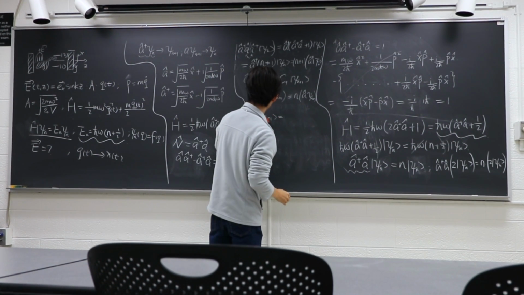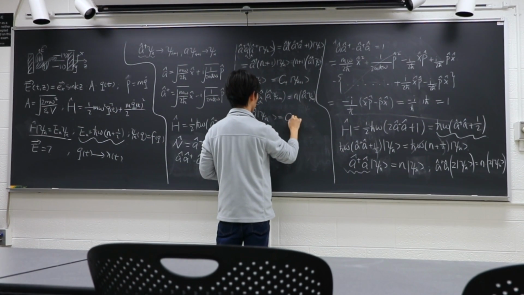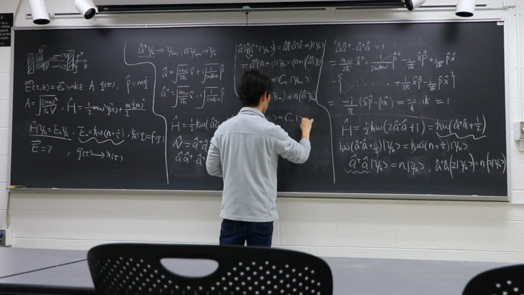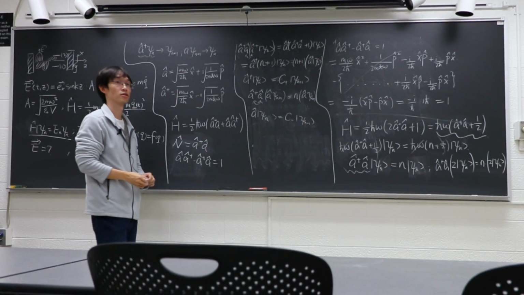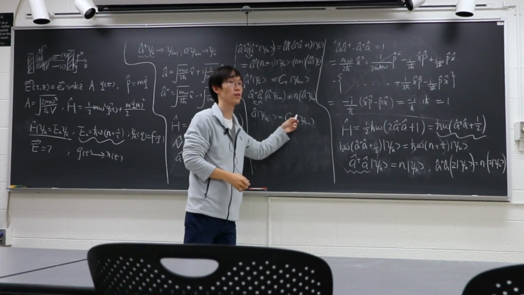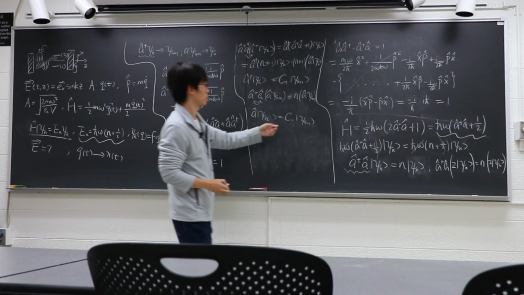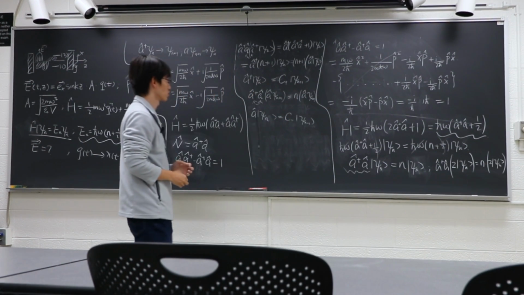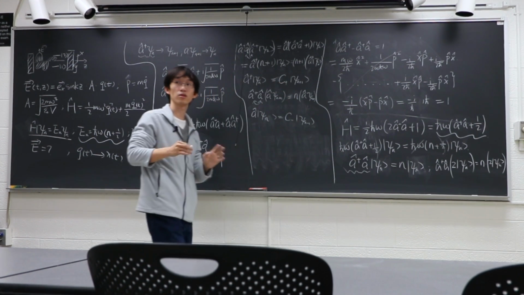Sometimes, more often, we write it down as this. n goes to the n minus 1 state. Okay, so you lower the number in your system by 1. And to figure out the coefficient here, it's actually relatively simple.